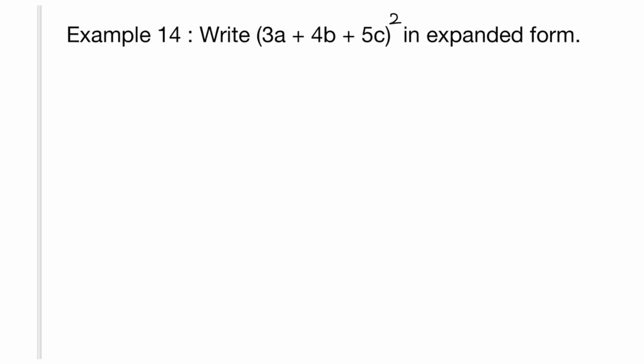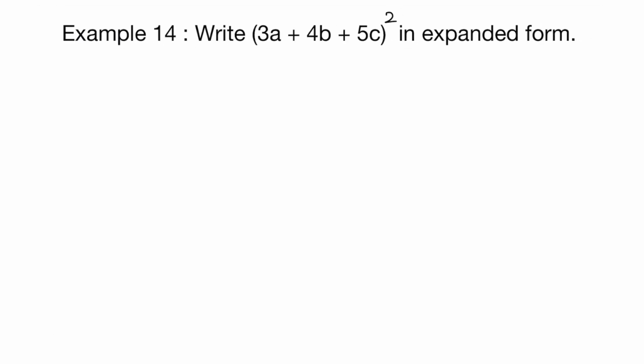Moving to example 14. This is something that is going to use the algebraic identity that we just learned. We have (3a + 4b + 5c)². Instead of x we have 3a, instead of y we have 4b, instead of z we have 5c. So that is it. Now you are just going to use the same identity.